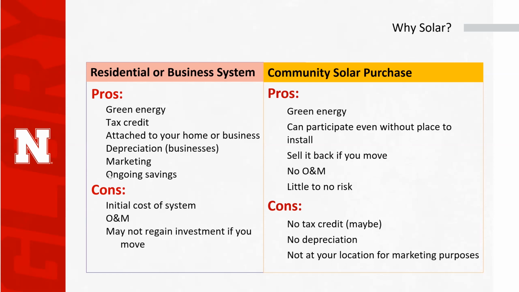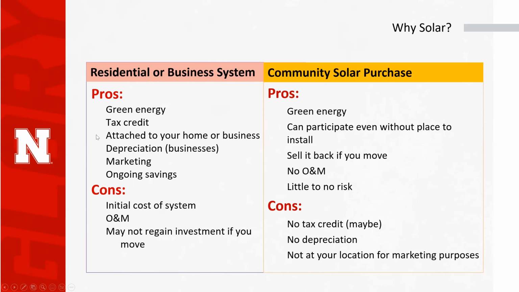If you're very economically oriented, your installer needs to know that. If you're very green oriented, your installer needs to know that, because they may size the system slightly differently based on your different motivations. Tax credits are reasons people might want them. People might want them to show off to their neighbors.